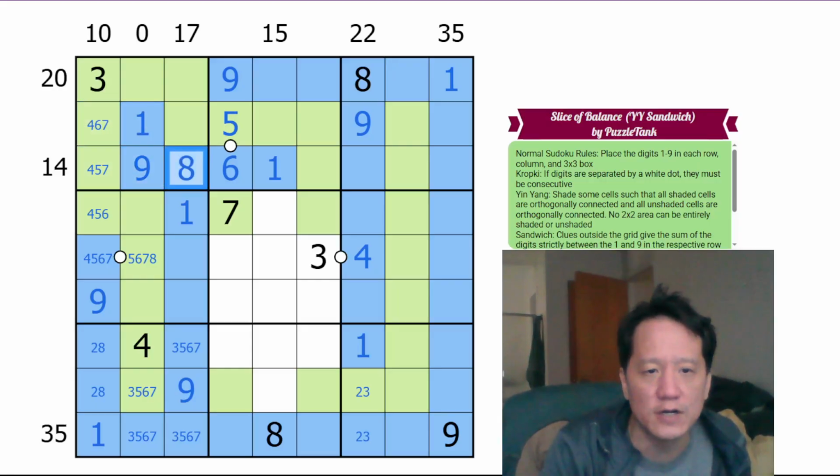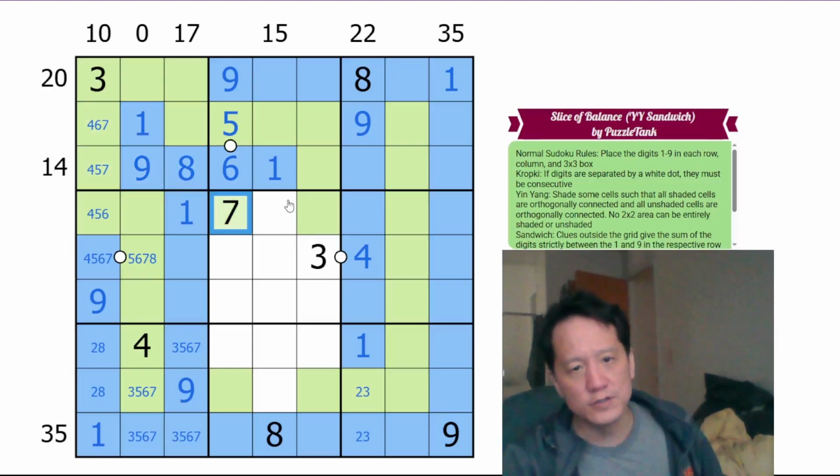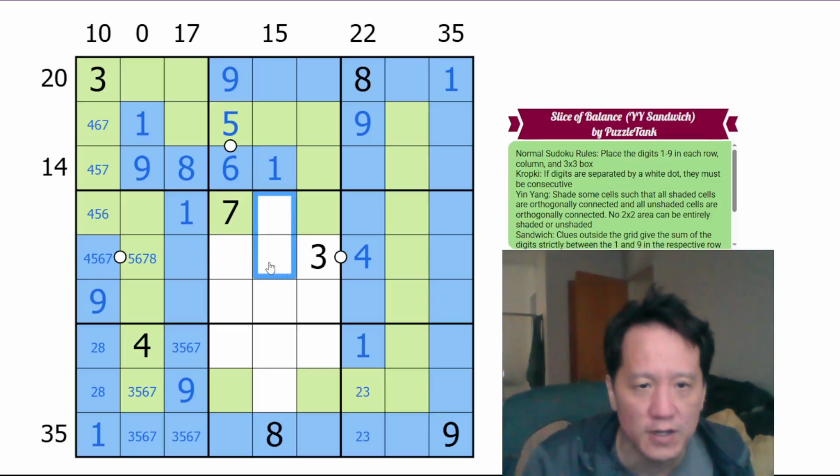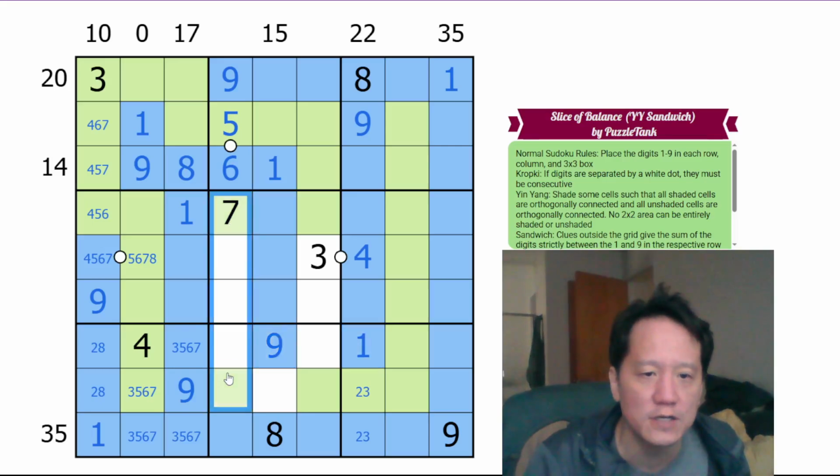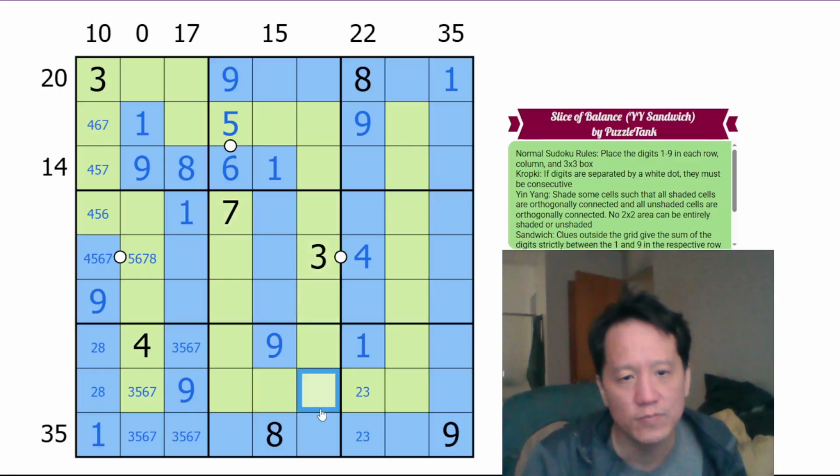This can't be 5. This is 1, so then 4, there must be at least a sandwich here. And we can't have an 8, so that's at least 3 digits. And then we need a 9. The 9 cannot be here, so 9 has to be here. So then this is part of the sandwich and is shaded. The green has to orthogonally connect, so then these are all green.